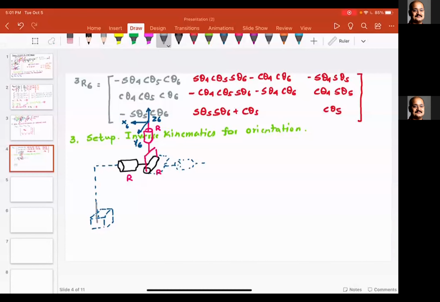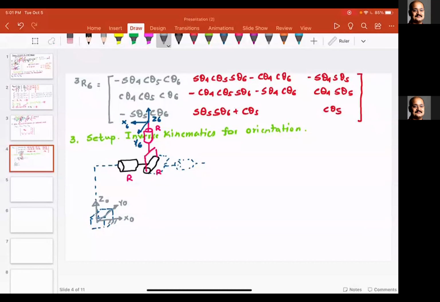And for the manipulator, my inertial coordinate frame, please note, does not move. Z0, X0, and Y0. So this is the fixed coordinate frame. Now, first and foremost, let me state the orientation of the end effector.